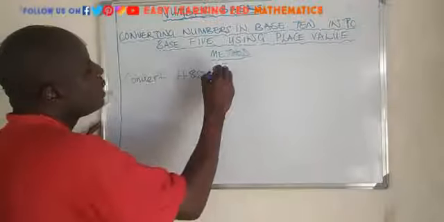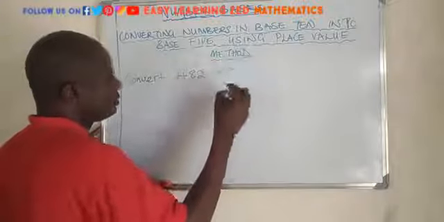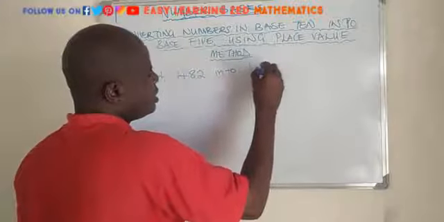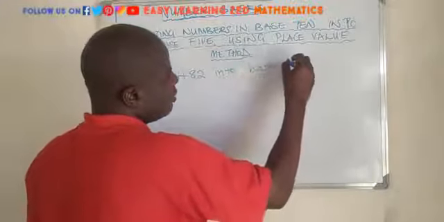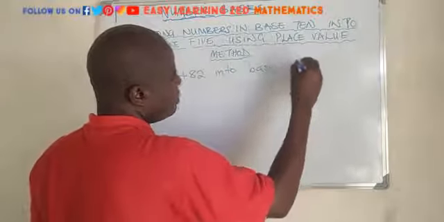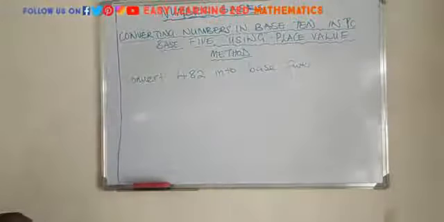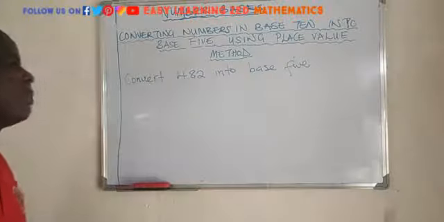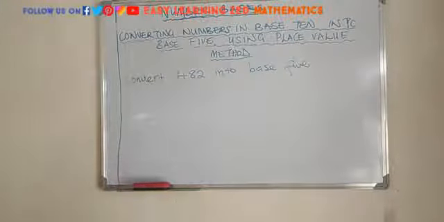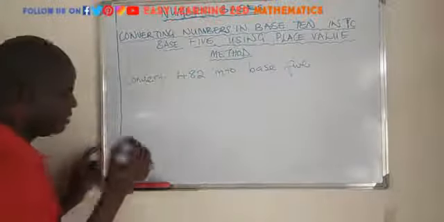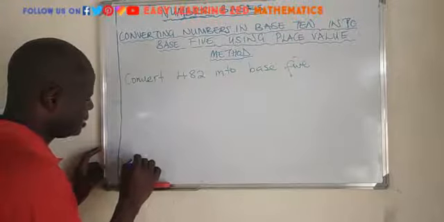So let's convert 482 into base 5. Okay, so I'm going to convert 482 into base 5. So what are we going to do? Let's write the place values of numbers in base 5.